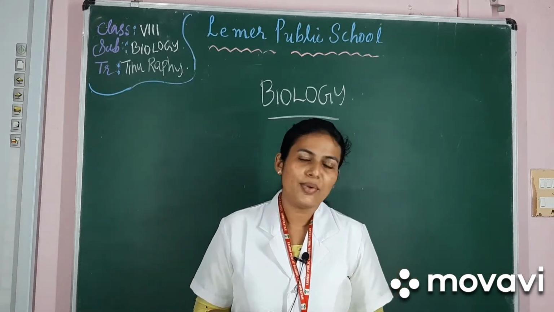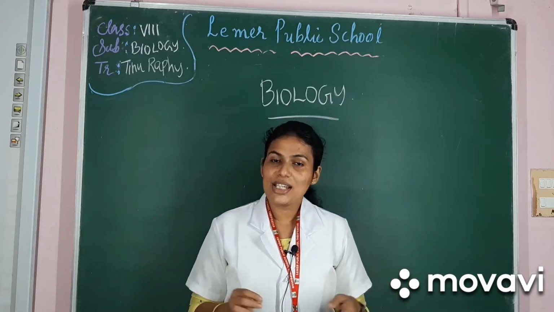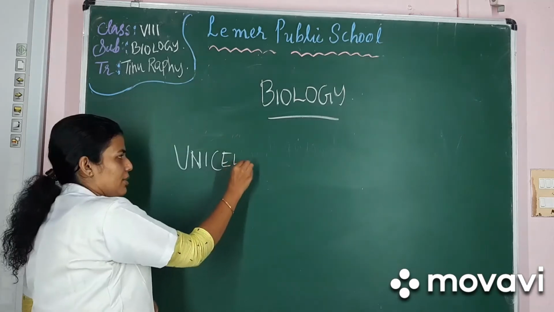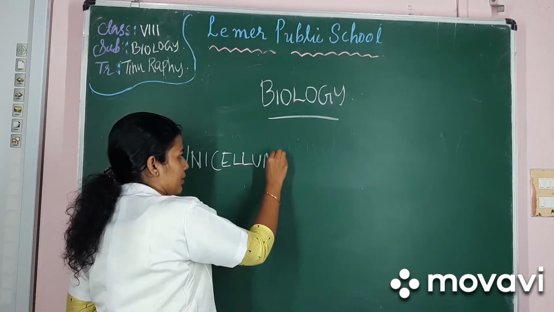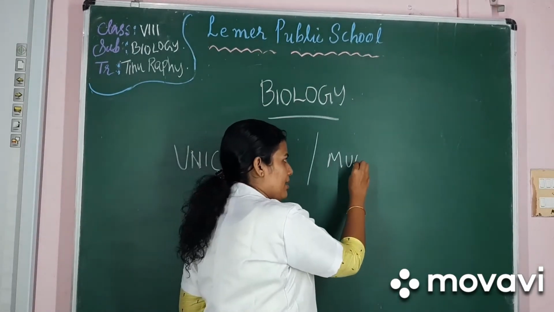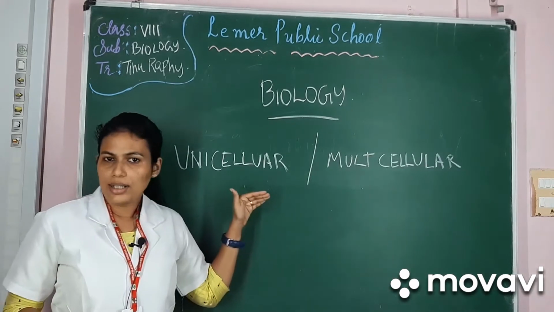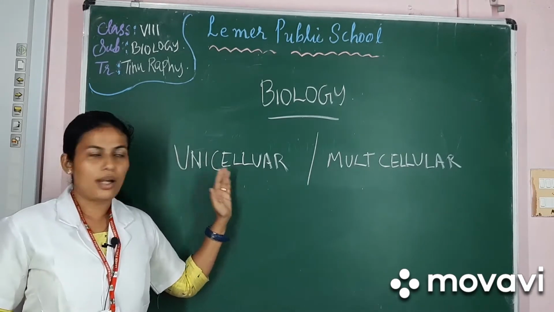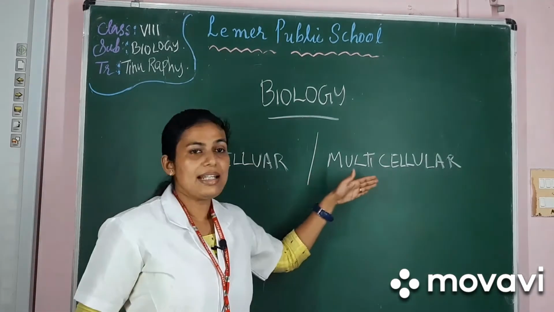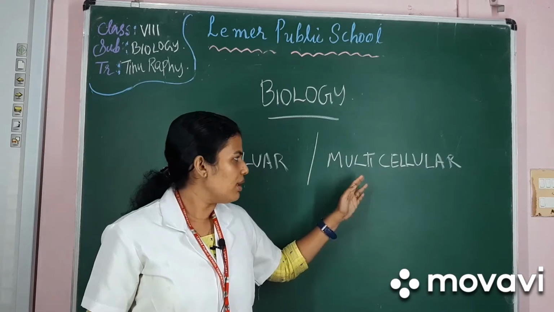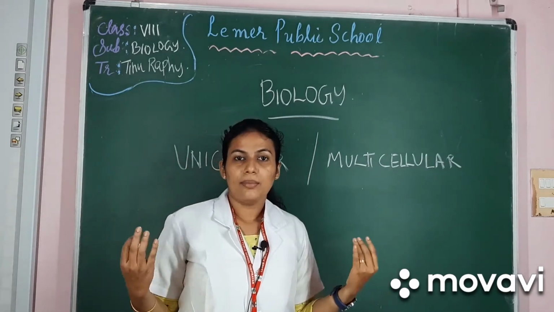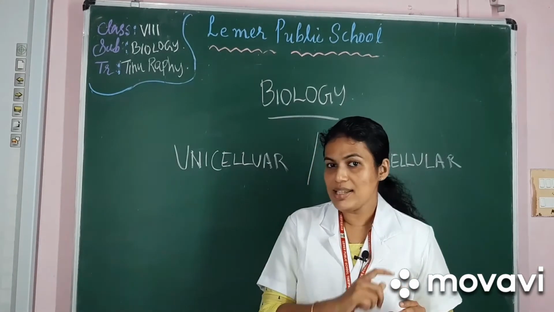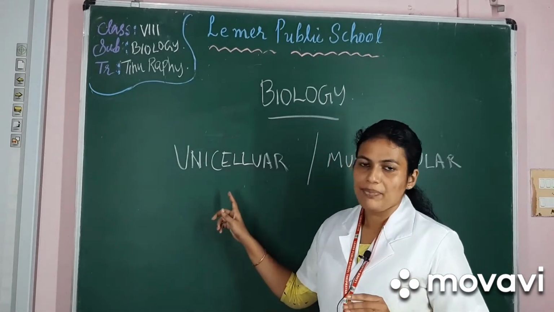So in today's class we are going to learn about unicellular and multicellular organisms. From the word itself we will understand the basic meaning of these terms. Uni means single, and multi means more than one. So multicellular means more number of cells. The organisms which are made up of a single cell are known as unicellular organisms.